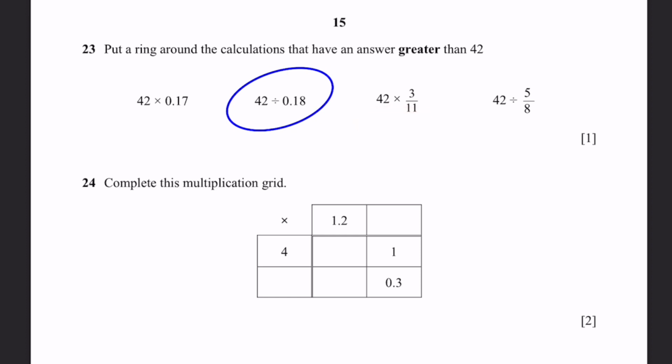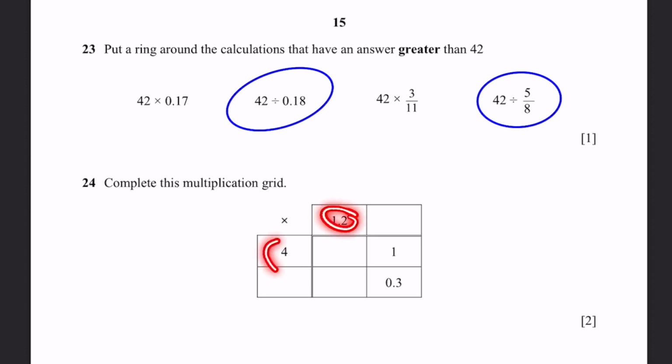42 into 3 by 11, we're multiplying it by a fraction less than 1, so it's not going to be greater. 42 divided by 5 by 8, that'll be 42 into 8 by 5, which is going to be greater than 42 at the end, because 8 by 5 is greater than 1, so we can put a ring around that. That's the answer. Question 24, complete this multiplication grid.